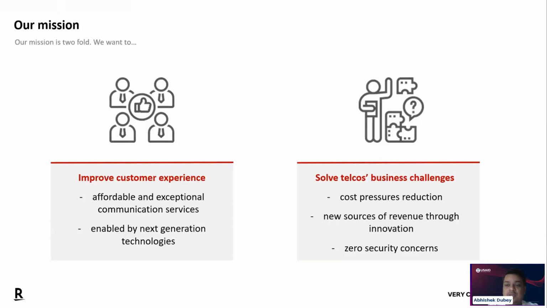Also, we are introducing new sources of revenue through innovation, and there is zero security concern, so there is no talk on security with O-RAN. There are many rumors in the industry that O-RAN is not secure, but there is nothing. The squad introduced a newsletter later on the security. You can read that newsletter, that there is no security concern with the O-RAN.